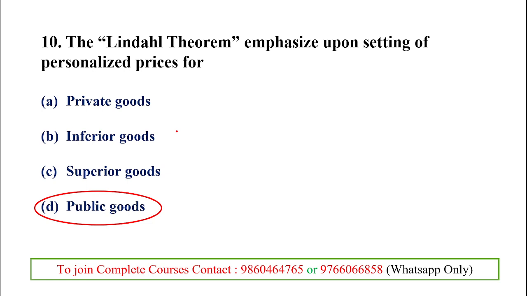For example, the road, the street lights or the public well, etc. Anyone, all have the power to use them. So no one is excluded from the benefit of such goods. So the Lindahl theorem emphasizes that for the additional unit of the public good, if the marginal utility they get from the good is positive or beneficial to them, they are willing to pay for that good. The Lindahl theorem emphasizes the setting of personalized prices for public goods. It's a new concept, and it greatly maximizes the welfare of the people.